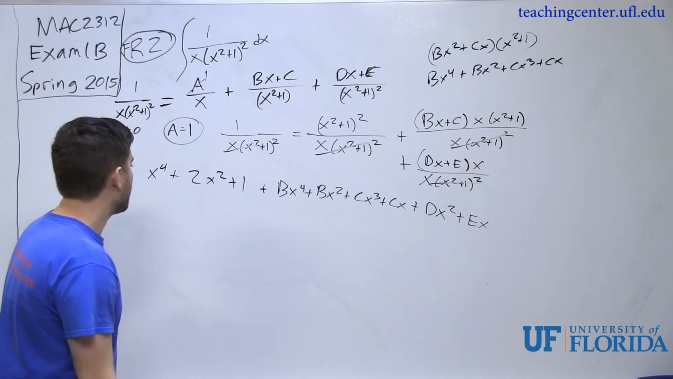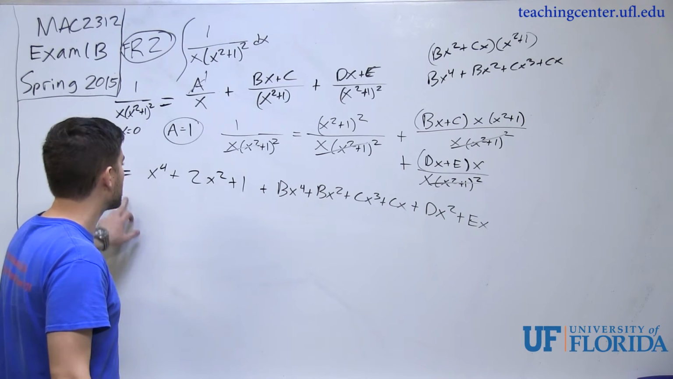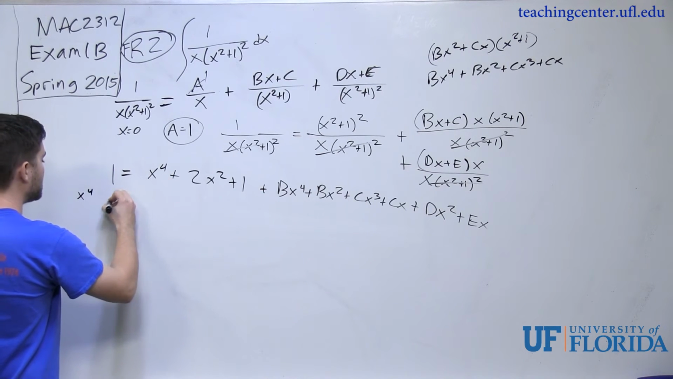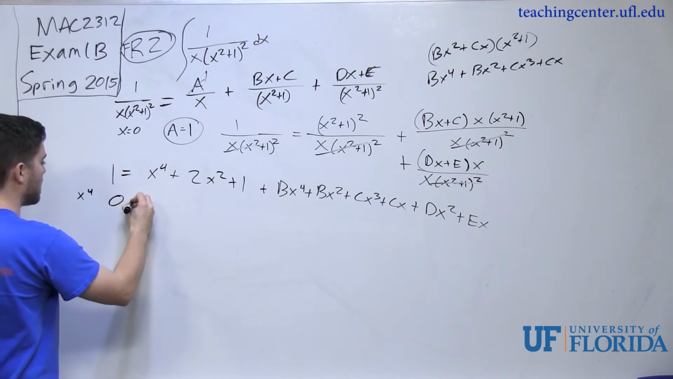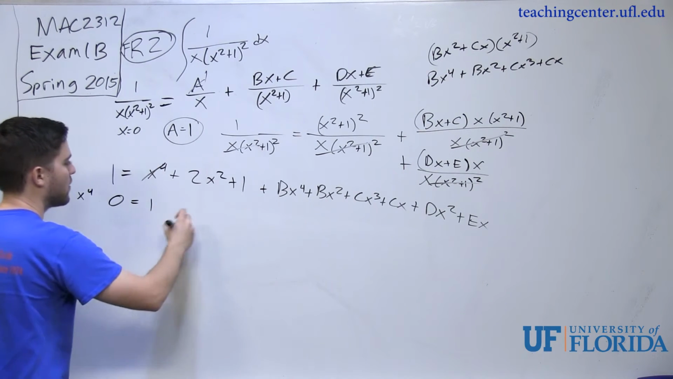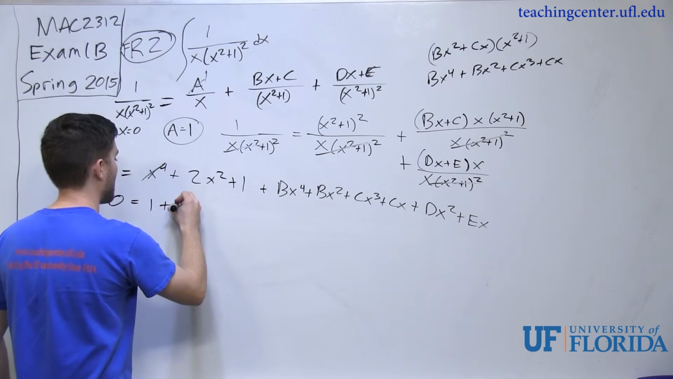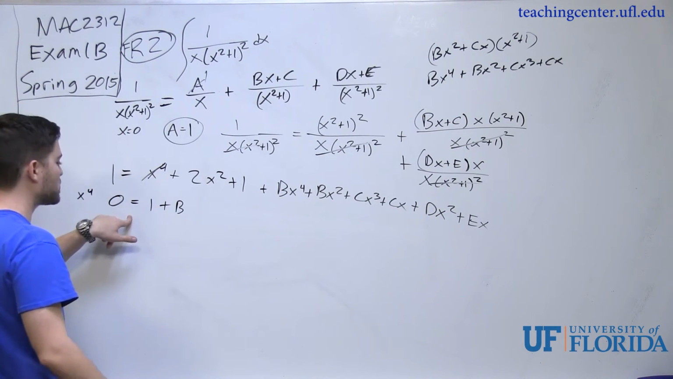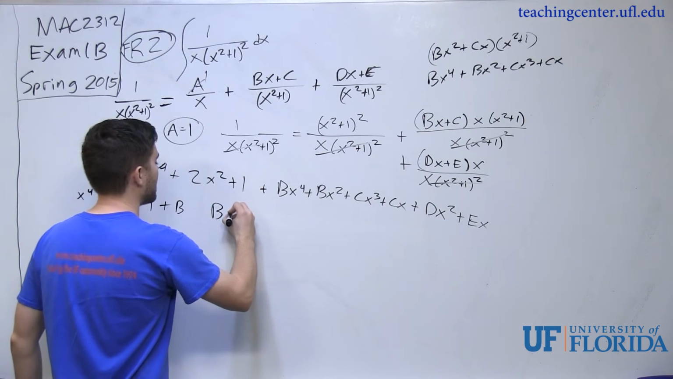So let's go ahead and start grouping the terms together. If I group together my x to the fourth terms, I have 0, there's no x to the fourth term on this side, is equal to 1, there's an x to the fourth right here, plus b. And there's no other x to the fourth terms in that case. So what that tells me is that from this equation, b is equal to -1.